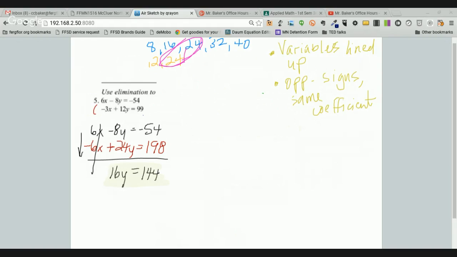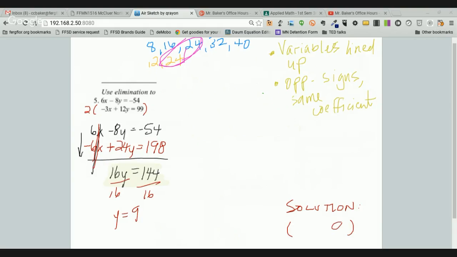So again, I did this whole equation by 2 so I can get those x's coefficients to both be 6. I added down right here, the x's canceled out, and I've got 16y equals 144. I'm going to divide by 16 to solve for y. And that gives me y equals 9. Once I get a y in my solution, I always need an x and a y, remember?